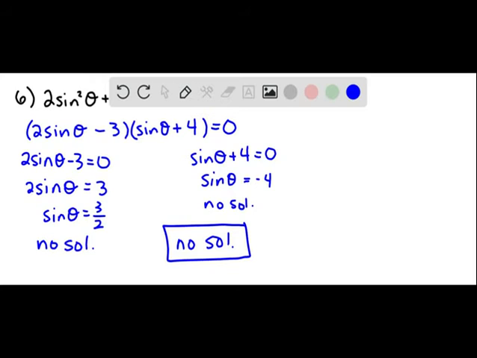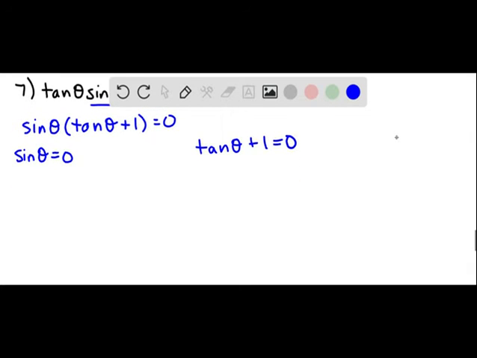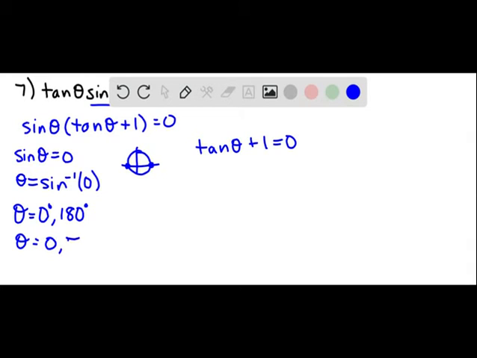Okay, for this one, we're going to factor sine theta out of both terms. So we have sine theta times a quantity tangent theta plus 1 equals 0. So setting each of these equal to 0, we get sine theta equals 0, and we get tangent theta plus 1 equals 0. So let's solve the first one. So theta is inverse sine of 0. So where is sine equal to 0? Sine is equal to 0 at 0 degrees and at 180 degrees. So let's convert those into radians, and we have 0 radians and pi radians.